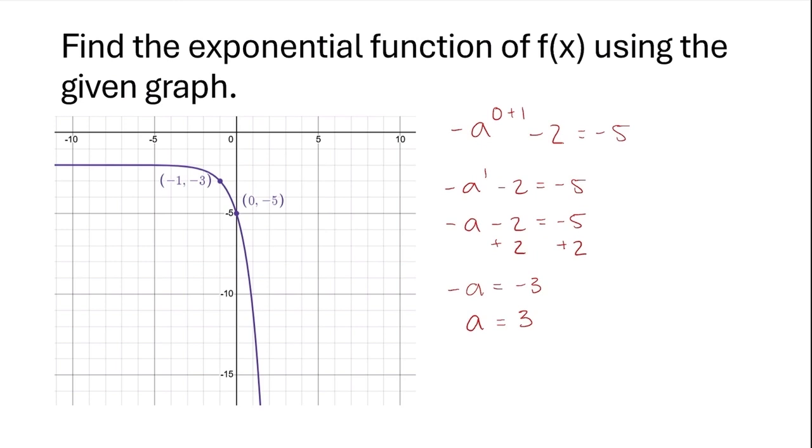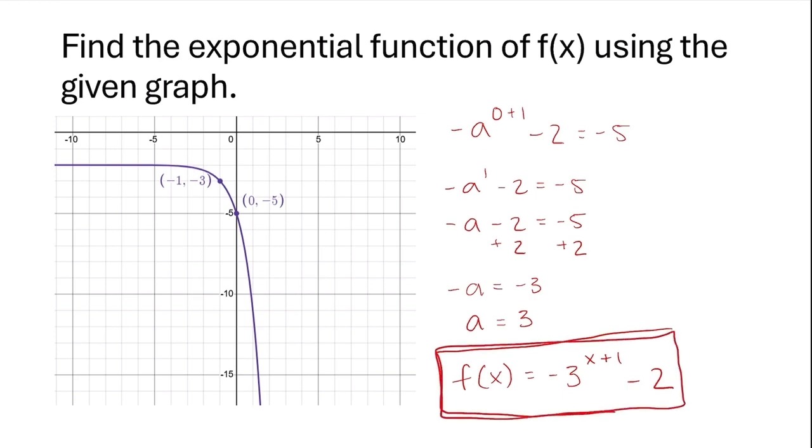When we substitute this into our equation for a, we have found that the exponential function for the given graph is f of x equals -3 to the x plus 1 minus 2. And this is the answer to our problem.